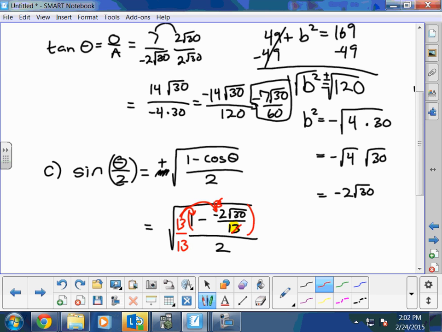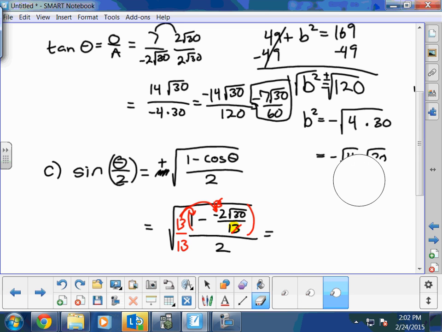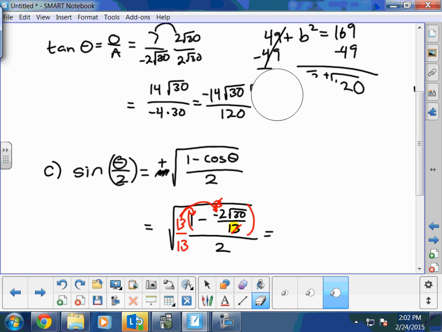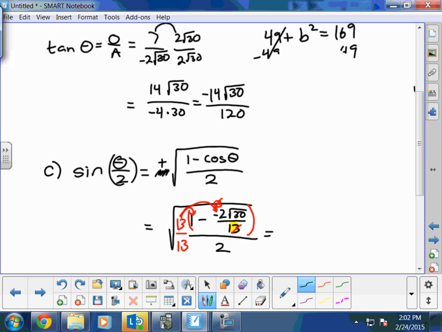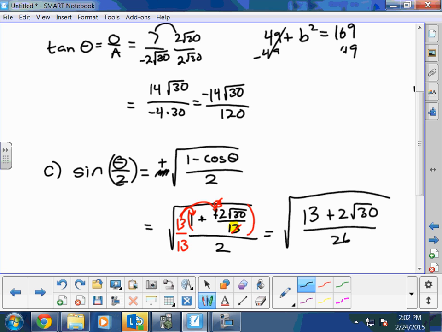The 13 is going to come here and cancel out that 13. So this is going to be my answer at the end. Let me erase some things here, because I want to make sure I have enough space. Okay, so let's go ahead and actually write down the square root of 13. These two negatives make a positive, plus 2 square root of 30 over 26.